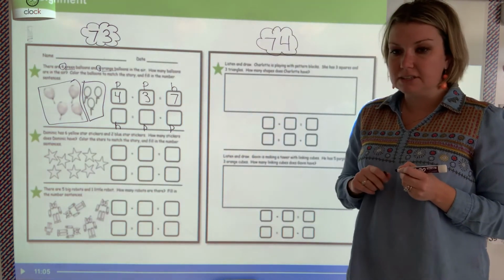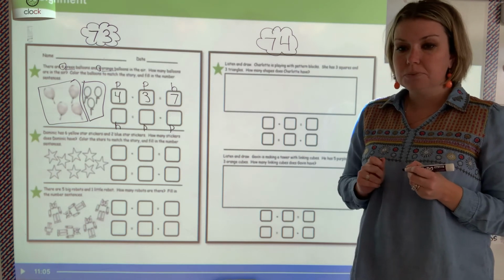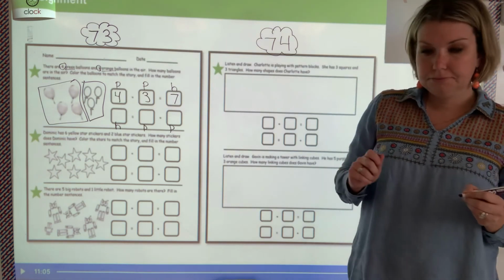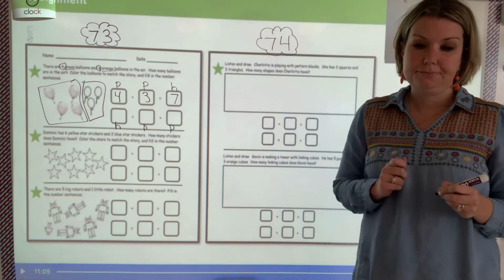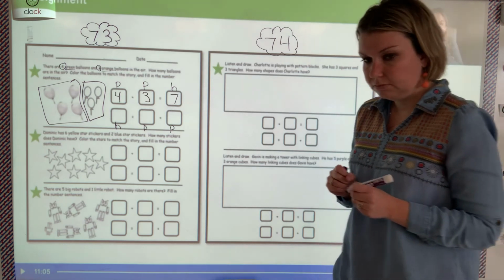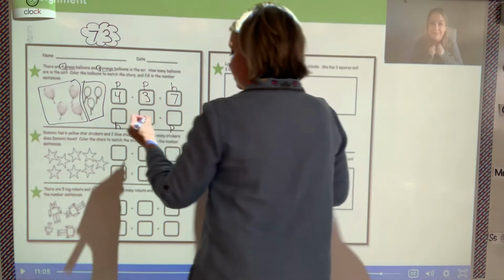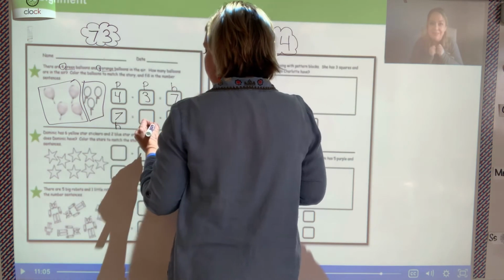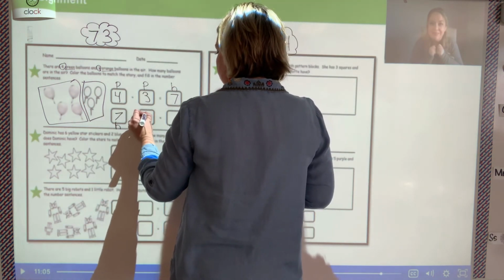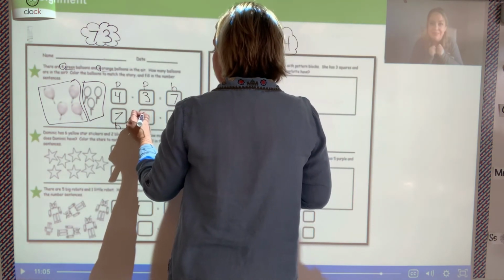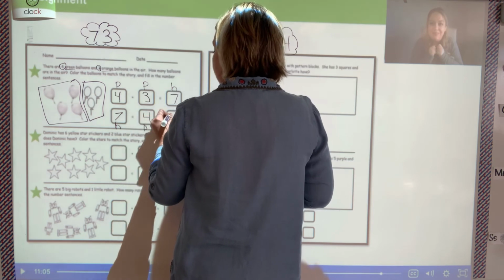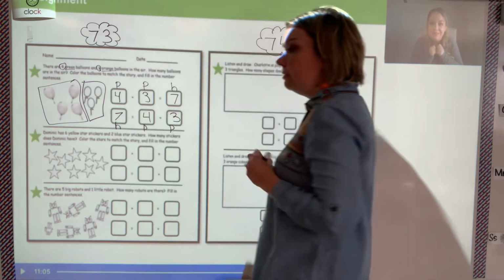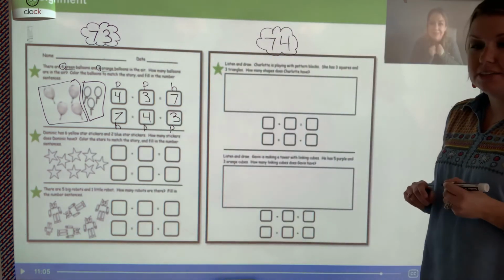All right, someone else, help me write my number sentence underneath. What's that going to look like? Ryan? Seven is equal 3 and 4. No, 3 plus 4. Okay. Or 4 plus 3. Either way is correct.